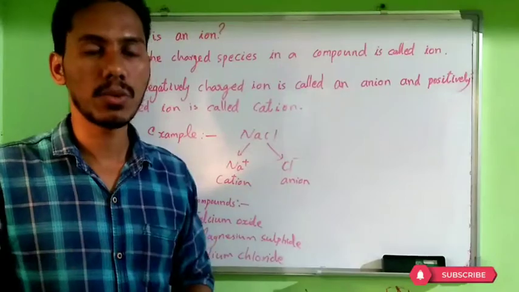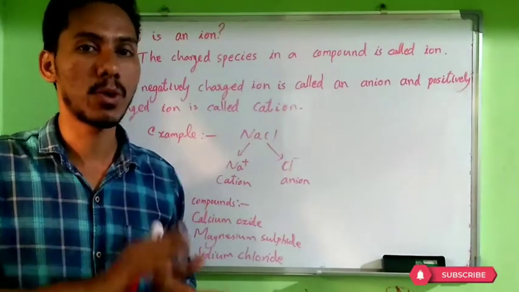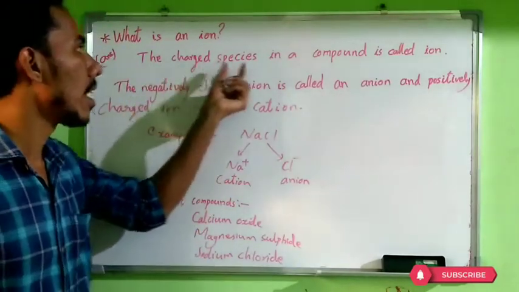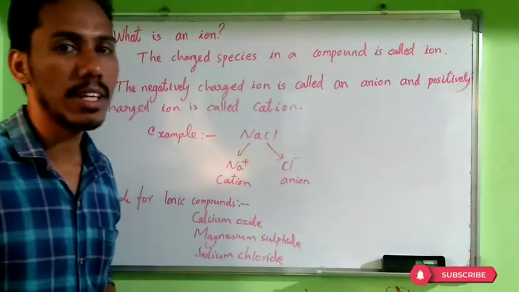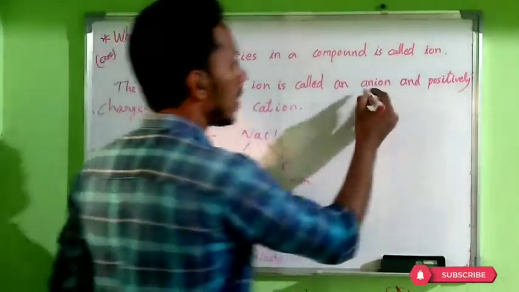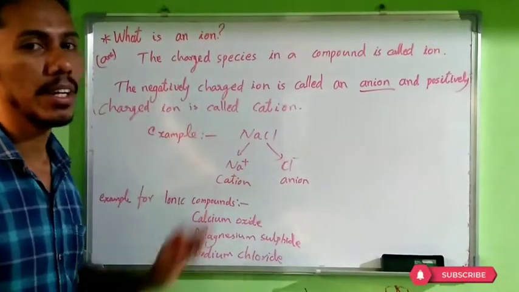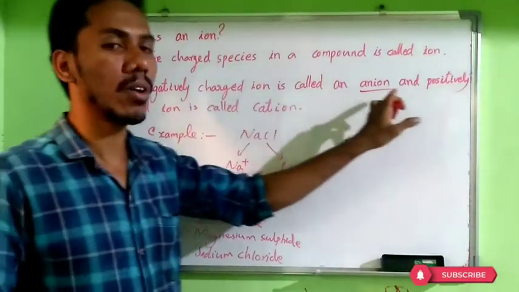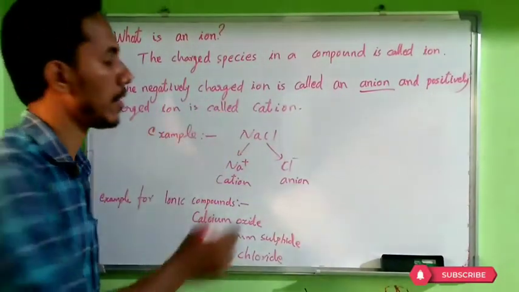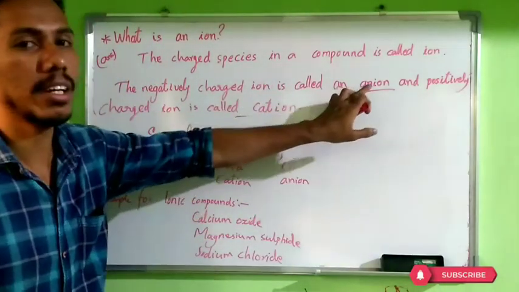Okay, here is another question: what is an ion? We discussed molecules, but what is an ion? It is a charged species. The charged species in a compound is called an ion. The negatively charged ion is called an anion, and the positively charged ion is called a cation. Positive, cation; negative, anion.